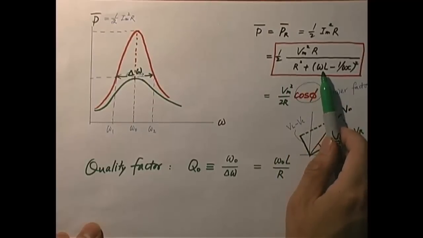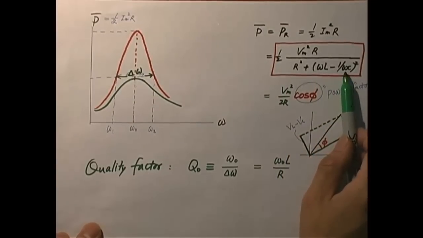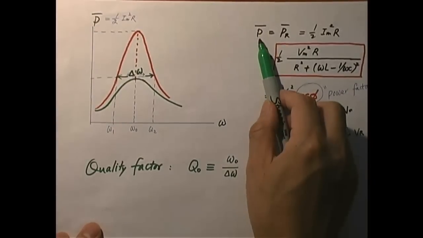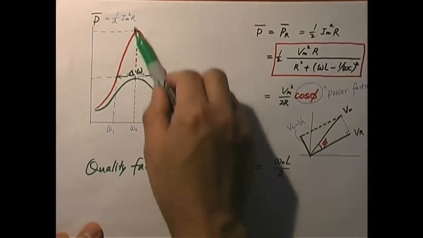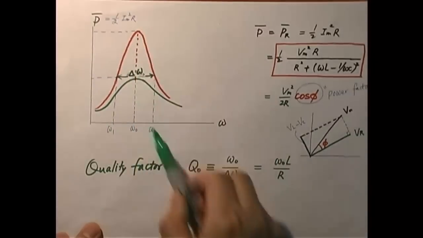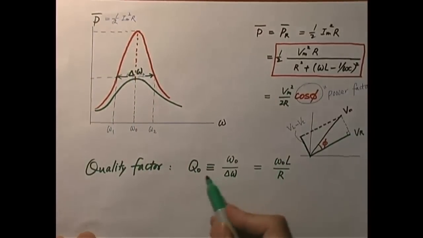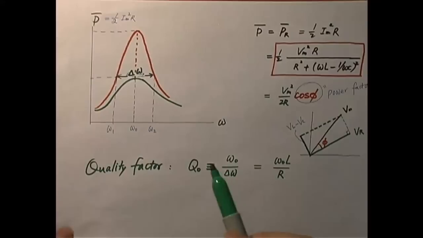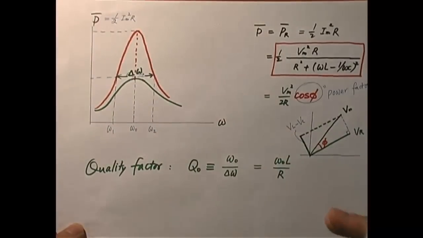When you drive it at resonance frequency, omega L minus 1 over omega C also equals 0. So there is nothing left in the denominator, which means the power consumption goes to infinity. Okay, it goes to infinity. It's a curve like this, extremely sharp, but infinitely tall. That is when the quality factor goes to infinity. So basically, the quality factor is a quantity that measures the selectiveness of the curve. The greater the quality factor, the more selective this system is, and that means it's got a sharper resonance curve.